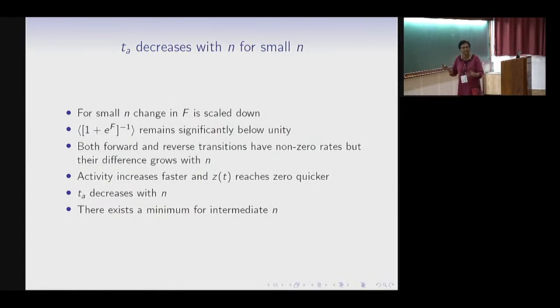So here, when n is small, then no such thing happens. When n is small, this quantity remains significantly below unity, no transition gets blocked. Both forward and reverse transitions are possible now, but the rates are a function of n, and the difference between these rates actually increases with n. So activity now increases faster, and the variable Zt that I defined reaches 0 quicker. So therefore Ta now decreases with n. So Ta decreases with n for small n, increases with n for large n, so there has to be some minimum in between.